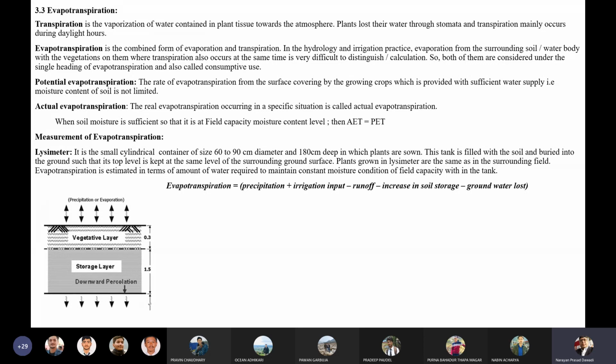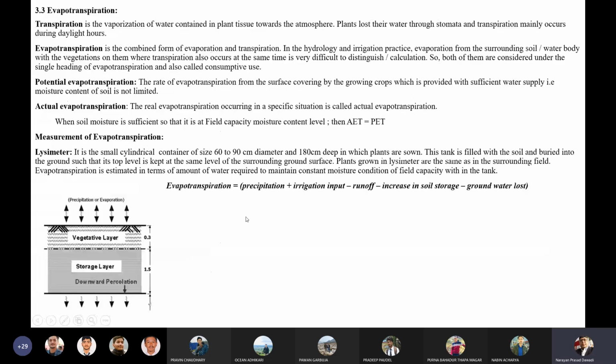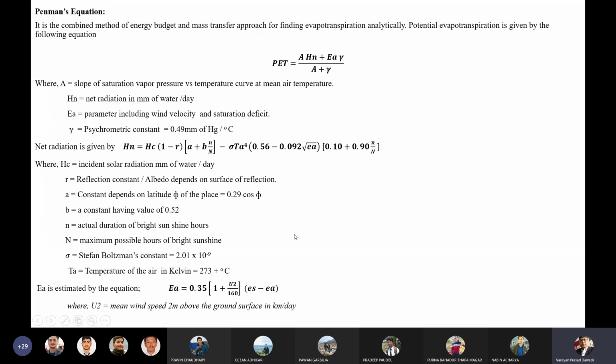If the input of water is greater than the output, then there is an increase in storage. If the input is less and evaporation is more, then there is a decrease in soil moisture. And minus groundwater loss, which is water deeply percolated into the soil. After knowing all the parameters, the evapotranspiration can be calculated using this formula.